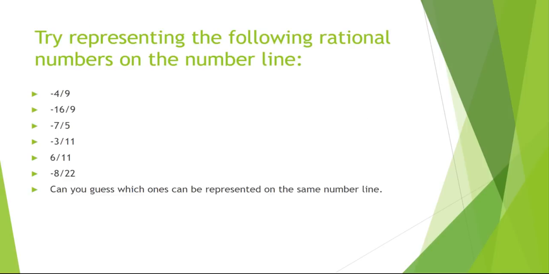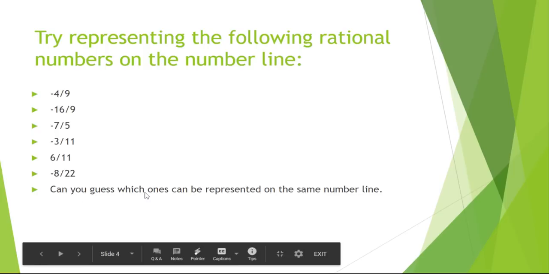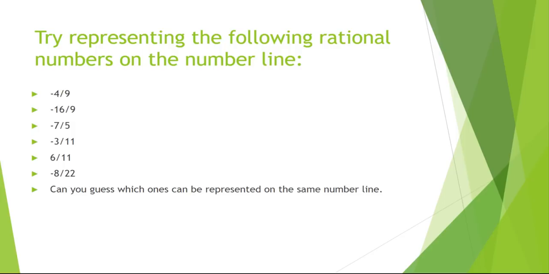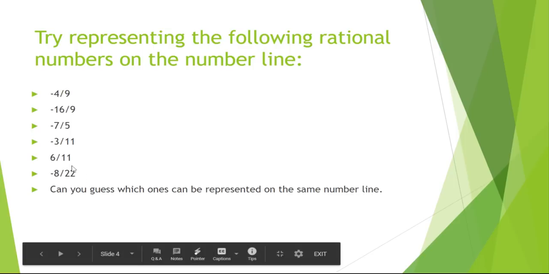Now you need to try to represent the following rational numbers on the number line. Minus 4 by 9, minus 16 by 9, minus 7 by 5, minus 3 by 11, 6 by 11, minus 8 by 22. But here's a question for you all. Can you guess which ones can be represented on the same number line? So if you look closely, the first and the second share the common denominator. So hence they can be represented on the same number line. What about the last three?